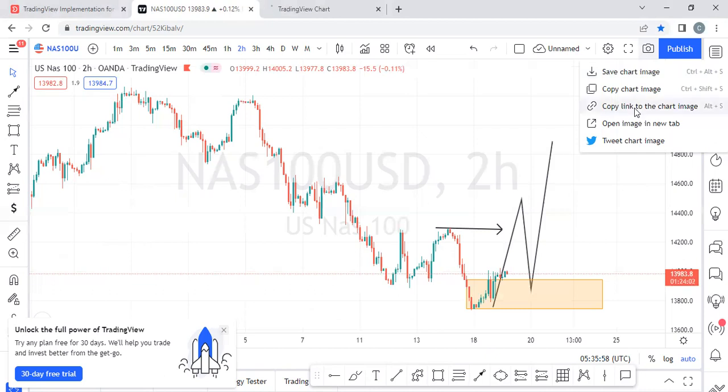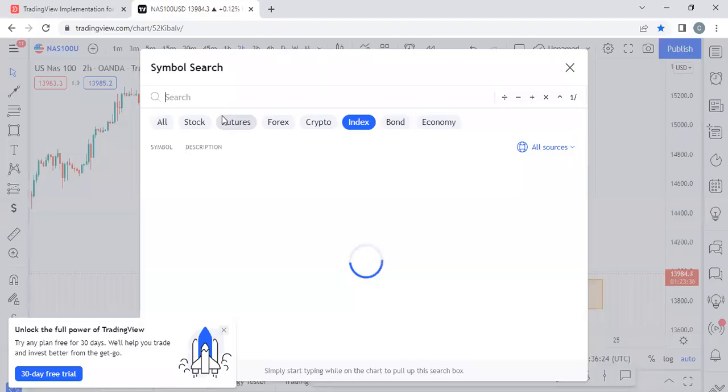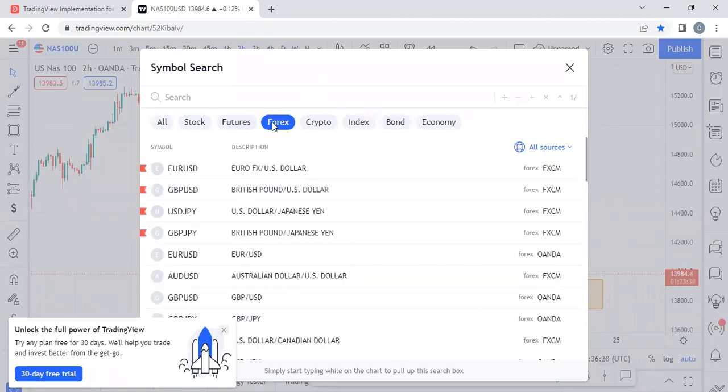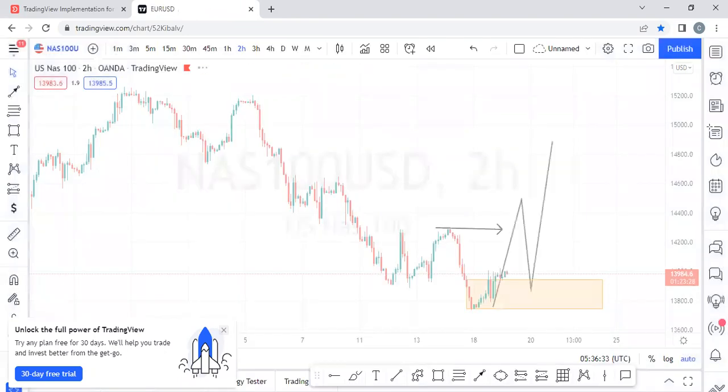Let me copy the link of this. Okay, it's copied. So let's go to EU. EU is one of the most traded pairs in the financial markets. Let's go to Forex, then you click on Euro USD. So that is it, we have EU now.